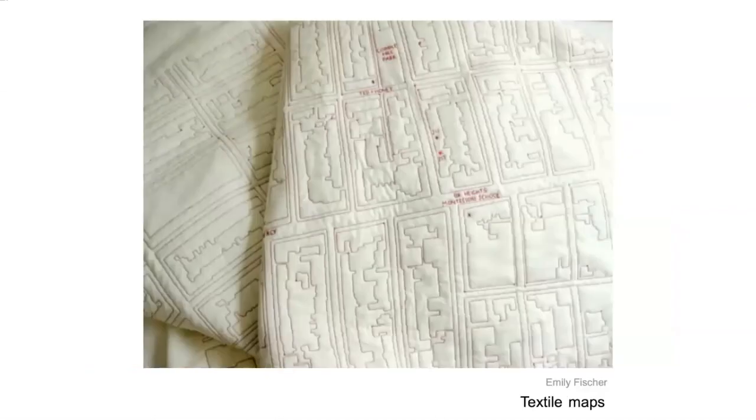This is a textile map. The artist here, Emily Fisher, her mother was losing her sight due to glaucoma, so she decided to quilt maps of local places for her so her mother could feel them and explore them with her fingers.